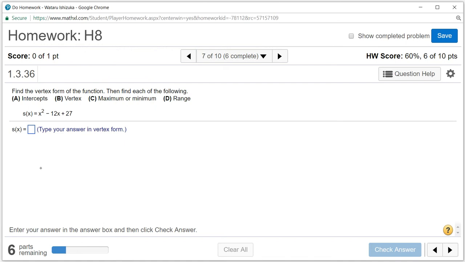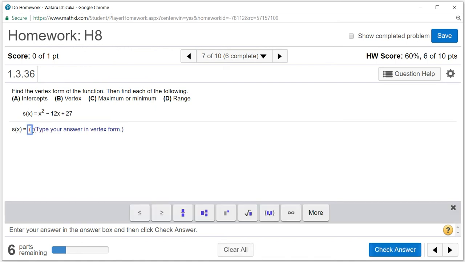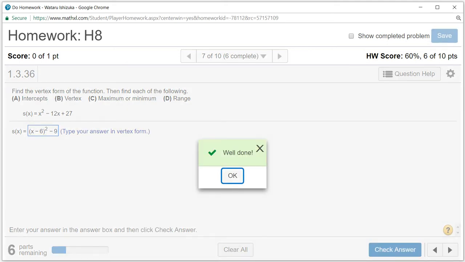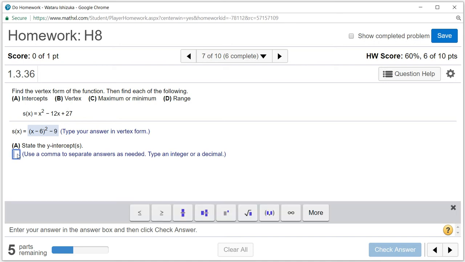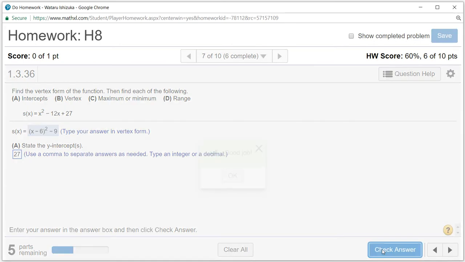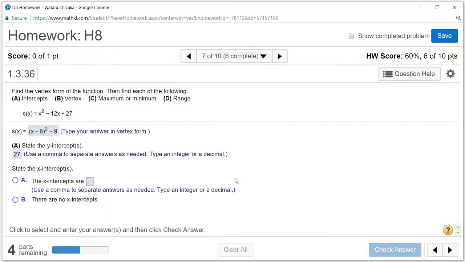So we have quantity x minus 6 squared minus 9. Check the answer. We got that. Now we want to find the y-intercept. The y-intercept is pretty easy to find because we just plug in x equals 0. So you can easily see that it's going to be 27. Check the answer. We got that.